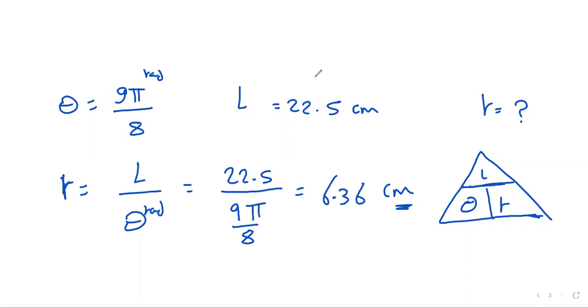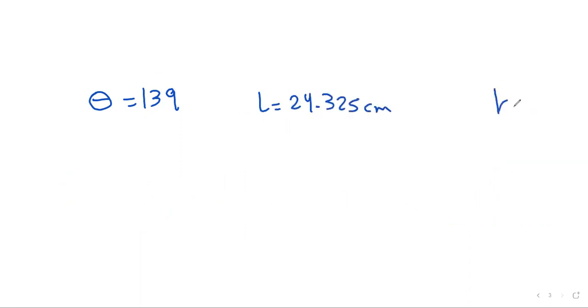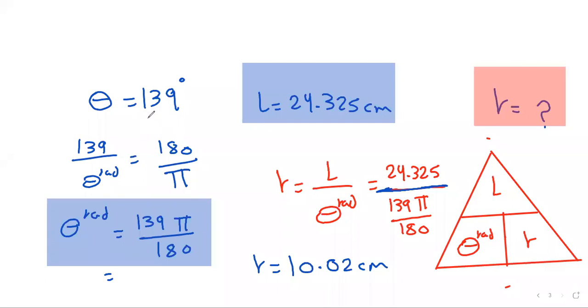Yes. Now try this one. I want to find R, and I have theta. Theta is 139 and L is 24.325 centimeters. Try it now. I have theta radian, it's 139. I have L, the length of the arc is 24.325 centimeters, and I want to get the radius.